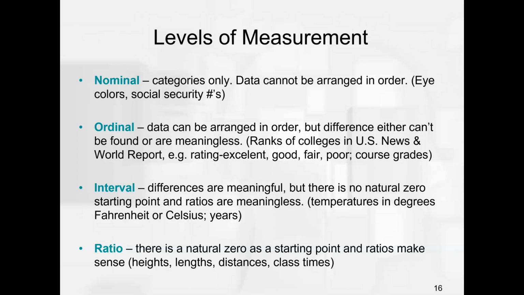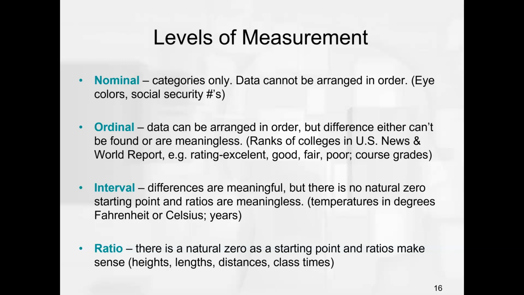The ordinal level of measurement consists of data that can be arranged in order, but the differences either cannot be found or are meaningless. For example, ranks of colleges, or ratings like excellent, good, fair, poor, or course grades. We can order them, but we cannot find the difference because the difference would be meaningless. The interval level of measurement is when the differences are meaningful, but there is no natural zero starting point, and ratios are meaningless. For example, temperatures in degrees, years, and so on.